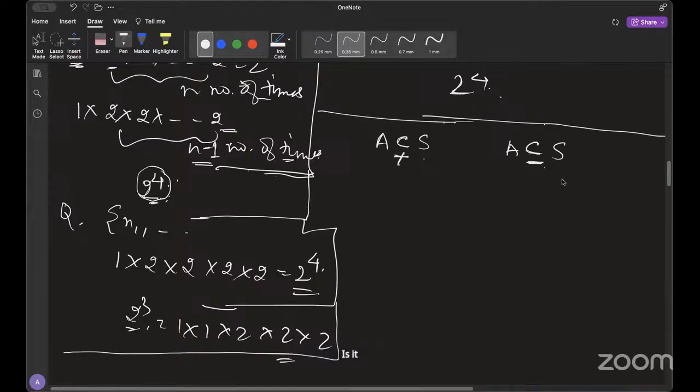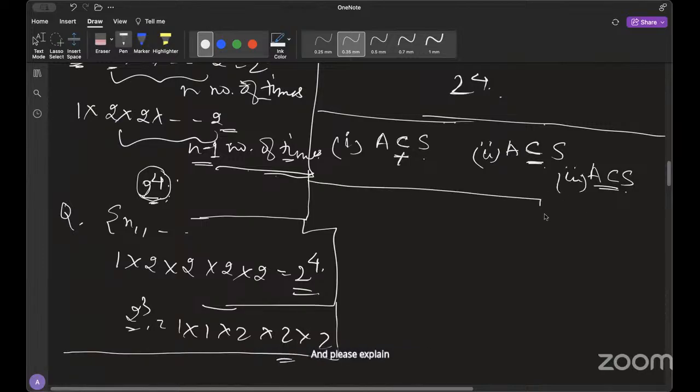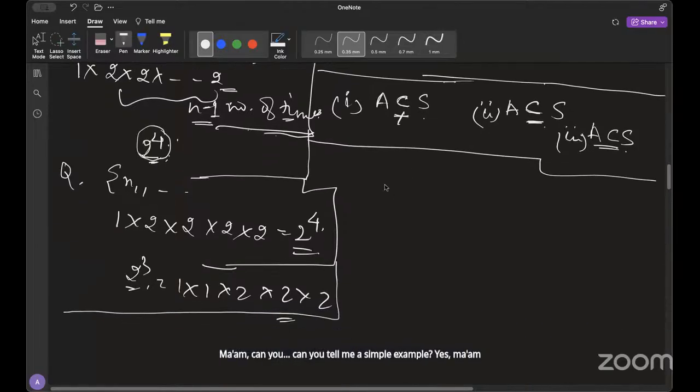Is it fine now? And if we don't put an equal to sign below the containment sign, then what will it be? That's also considered a proper subset. Ma'am, maybe can you take an example and explain the notation like 1, 2, 3, 4 and A, B, C, D? I don't think I understand what you're asking. Ma'am, can you please explain with a simple example? Yes, ma'am. With an example, that's what we did.